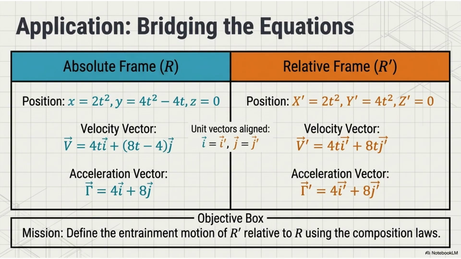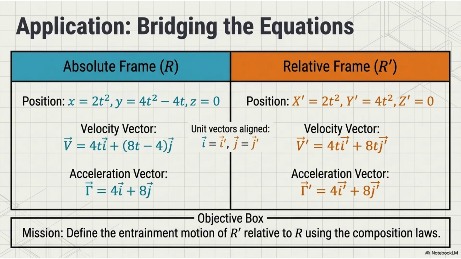In the absolute reference frame R, the position of the point is given by x = 2t², y = 4t² − 4t, and z = 0. Differentiating the position with respect to time gives the absolute velocity, v = 4t i + (8t − 4) j. Differentiating once more gives the absolute acceleration, γ = 4i + 8j.